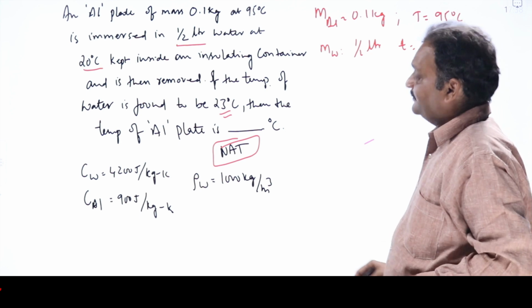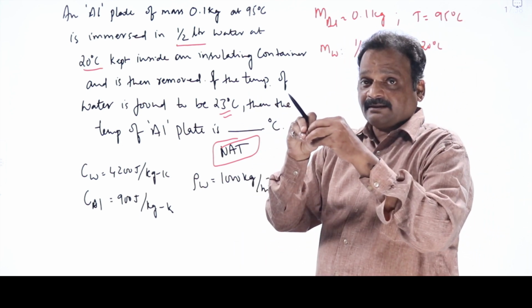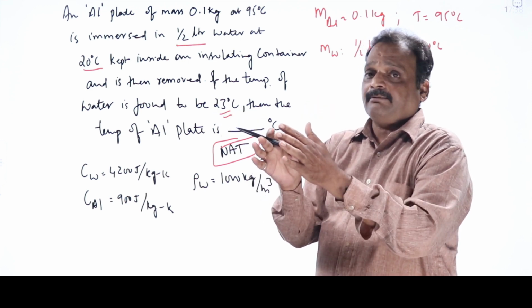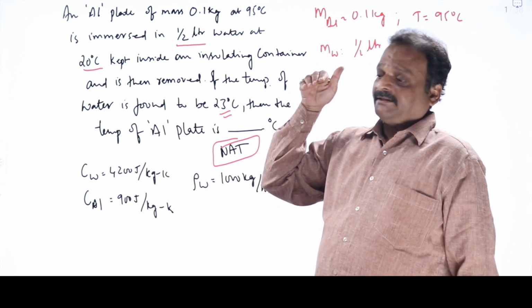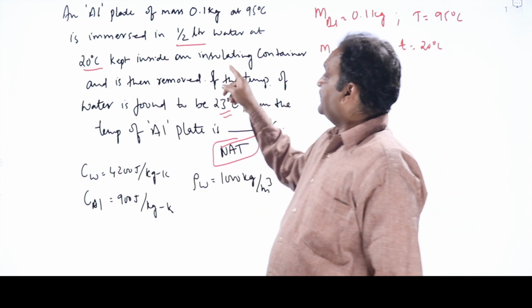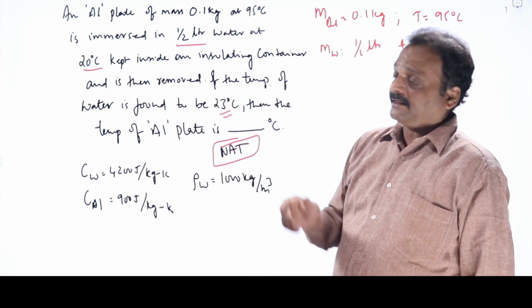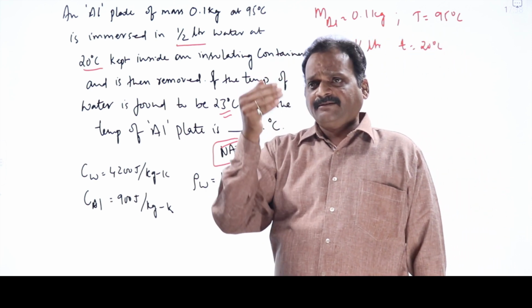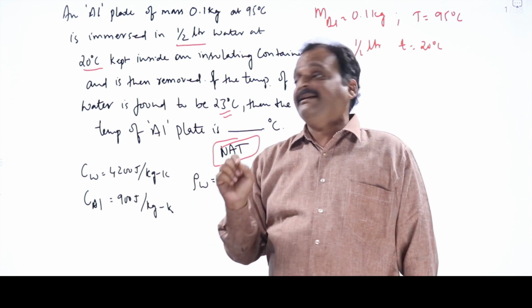Then what happened? Means here the aluminium plate is not placed inside the water and left such that both will come to an equilibrium. No, it has been inserted for some time and has been removed. Okay, during that time the temperature of water has risen from 20 degrees Celsius to 23 degrees Celsius. Okay, what happens to the aluminium plate's temperature? The temperature has to obviously decrease. So what is the present temperature of the aluminium plate, is what is asked.